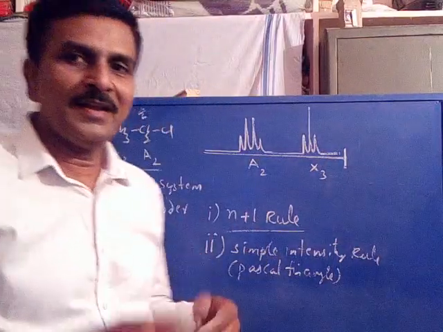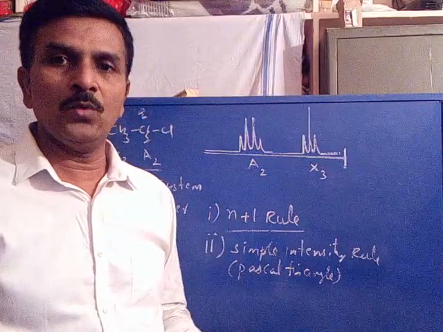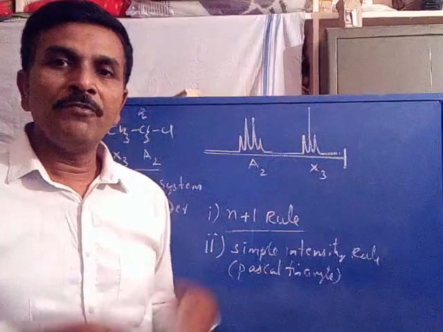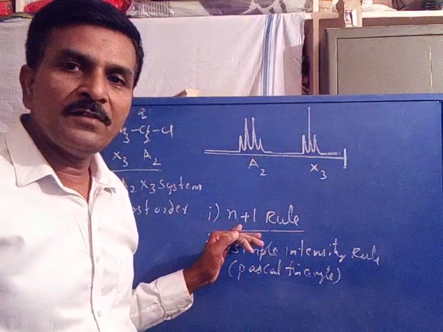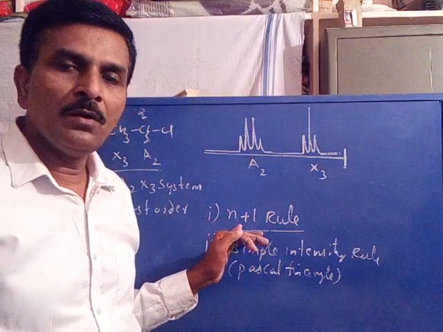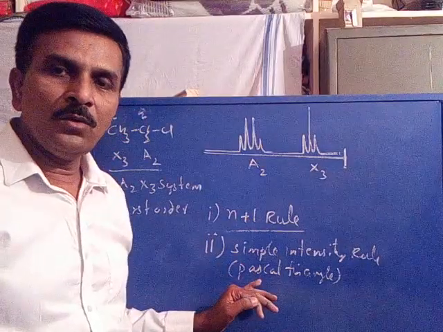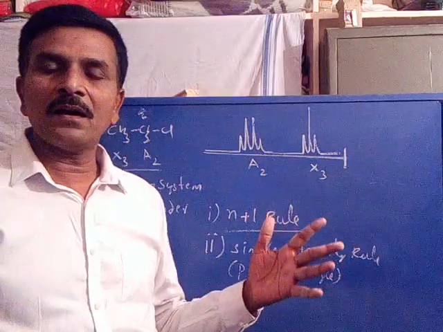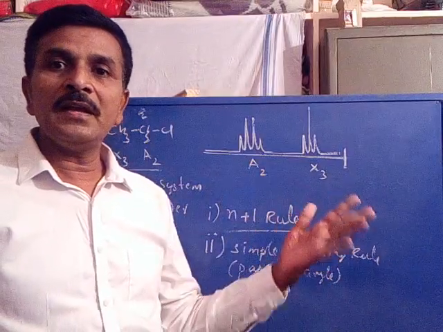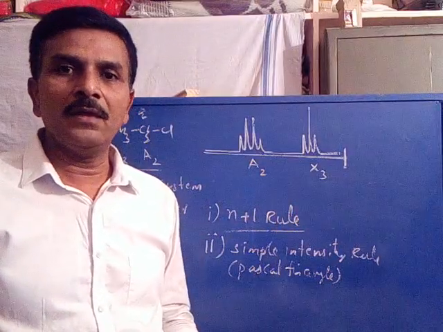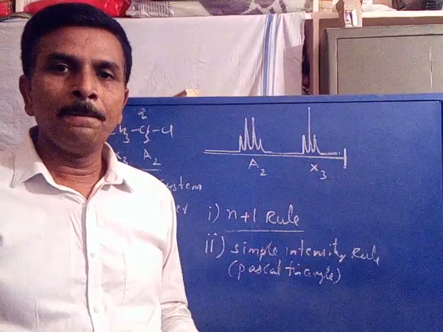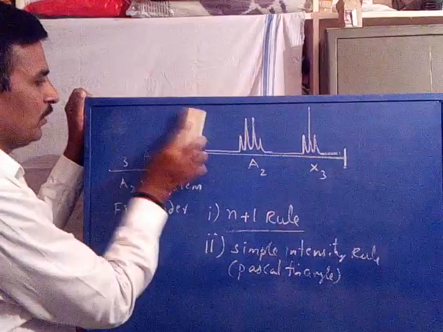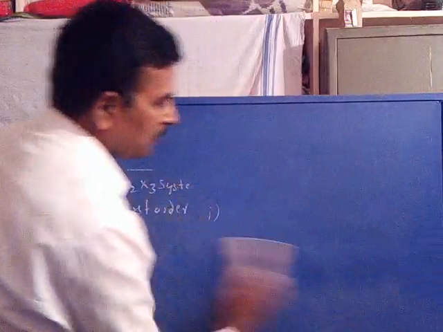No need to go into detail, it is called the simple intensity rule. So every first order NMR spectrum follows a simple multiplicity rule, that is the n+1 rule, and a simple intensity rule, that is Pascal triangle. So the signals are according to the n+1 rule, and the intensity will be according to Pascal triangle. So we should draw in that way. So this is about first order NMR spectrum. Let us discuss some other examples under first order spectrum.